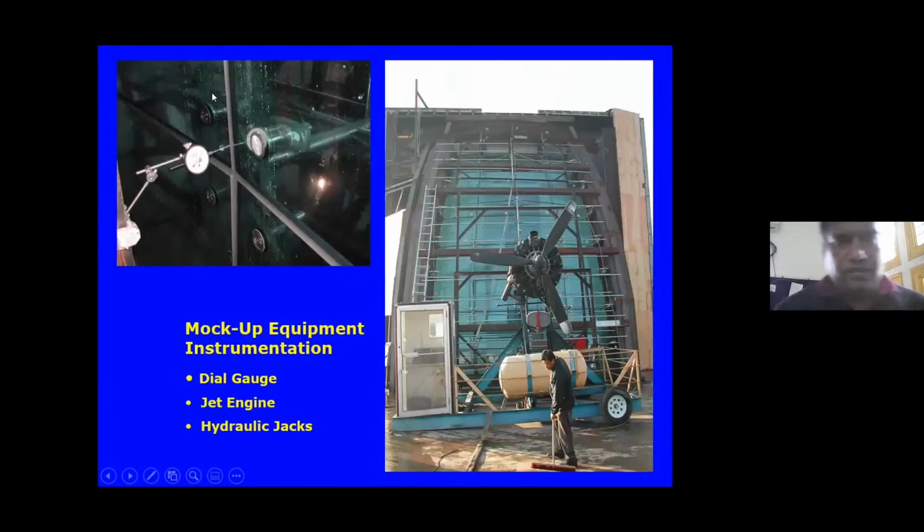And this is when the full mock-up was set up. It has the dial gauges, jet engine, hydraulic jacks. This is the hydraulic jack, and this is the jet engine. You might ask, why do you need a jet engine for seismic? The criterion was that after the earthquake happens and this drift happens, wind and water are thrown at the glass, and there should not be any seepage. That was the other criterion.